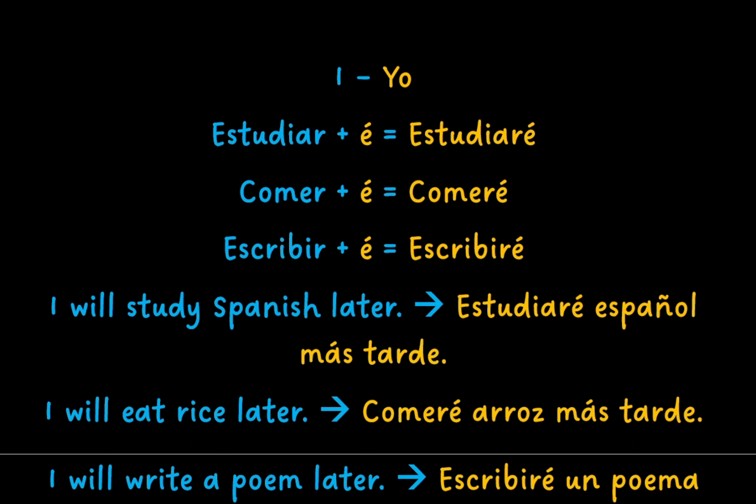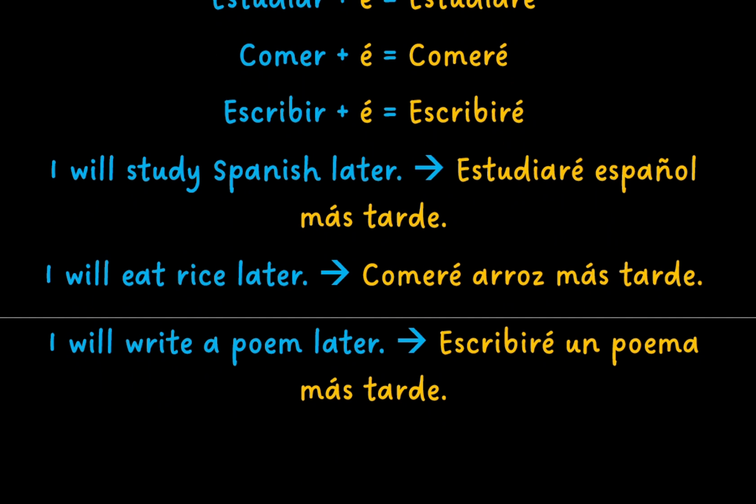I in Spanish is yo, and to conjugate this, we add E with an accent. So to say, I will study, estudiar becomes estudiaré. To say, I will eat, comer becomes comeré. And to say, I will write, escribir becomes escribiré.